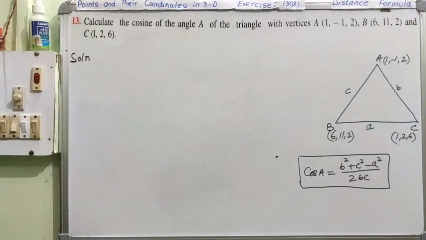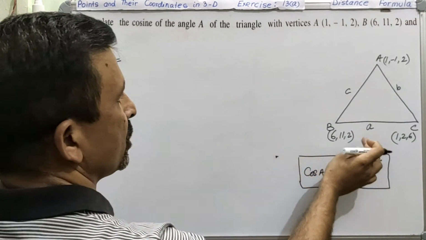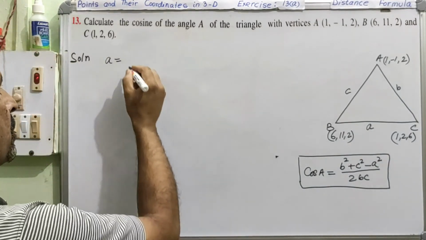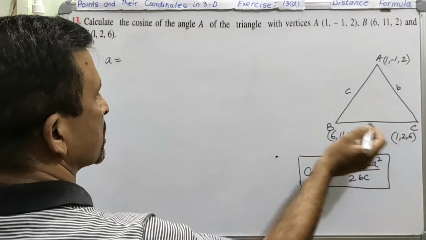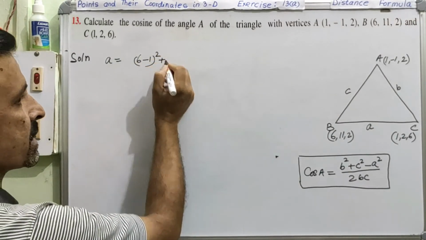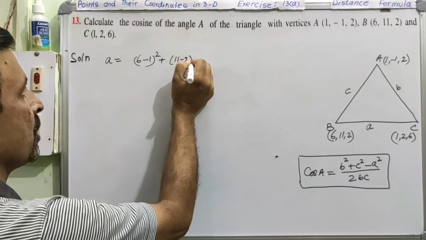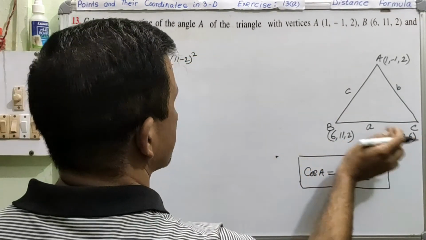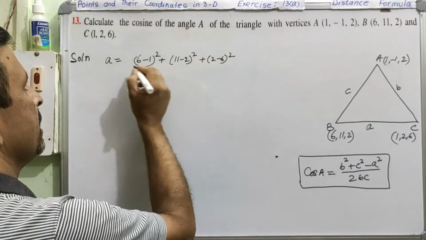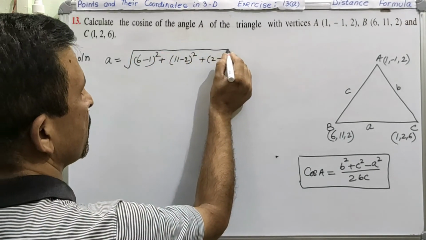First of all, we are going to start with a. For finding a, you will use this coordinate and then this coordinate. Let us start. So it will be the square root of (6 minus 1) whole square plus (11 minus 2) whole square plus (2 minus 6) whole square.